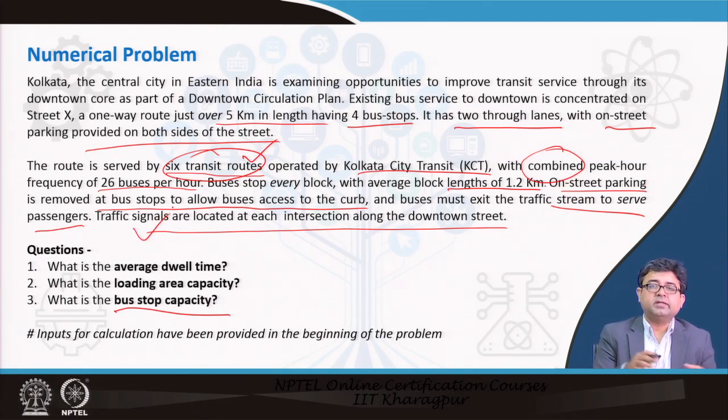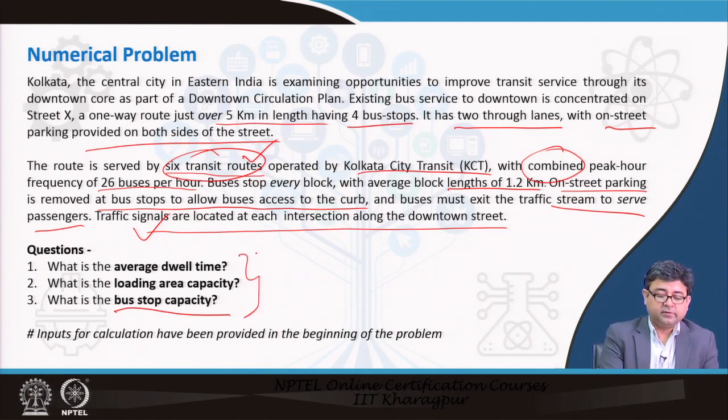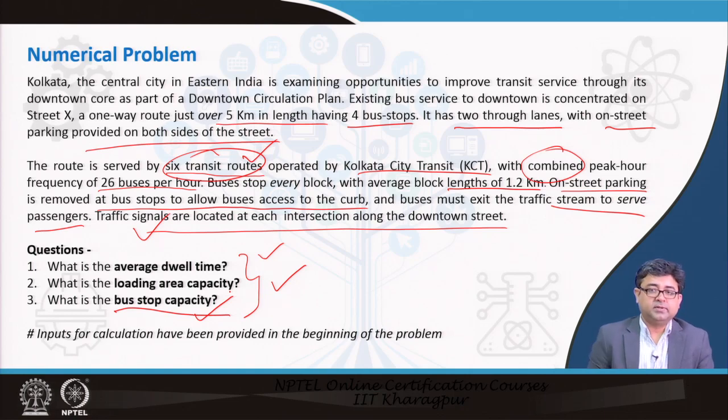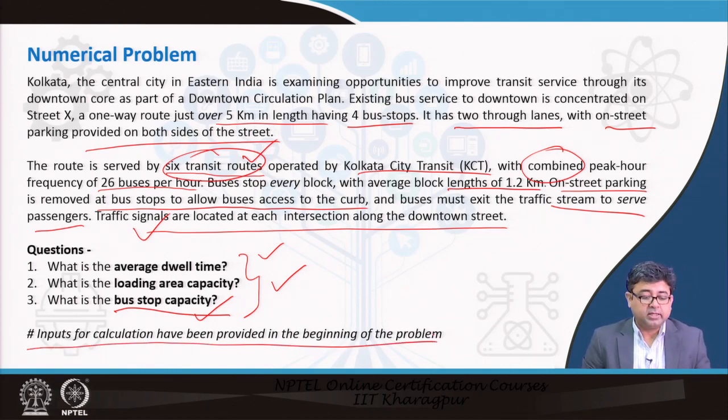So, in this case everything is given to you, and what you are asked to do is first calculate the average dwell time, second calculate the loading area capacity, and finally use these to calculate the bus stop capacity, right. And we have learnt about all these theoretical concepts in the previous lectures. So, just go back and look at the definitions of all of this, and then you will follow through the example problems.